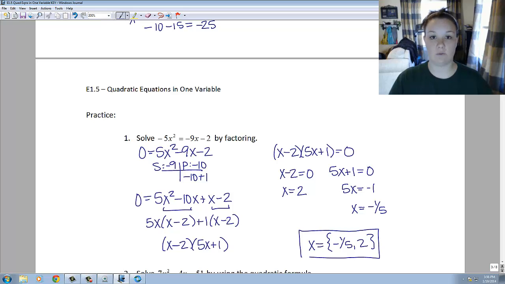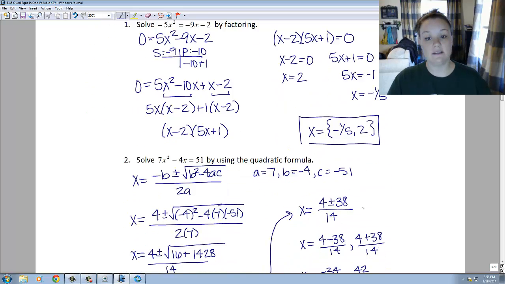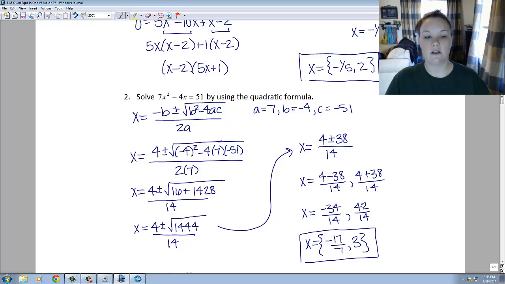On the next one, it asks us to solve by using the quadratic formula. So again, we figure out what A, B, and C are. Now notice this one was not in standard form. So we have to move that 51 to the other side, which would make it negative. So your C should be -51, not positive. Okay, we plug everything in. When we simplify underneath our square root, our 1,444 is a perfect square, which then just simplifies to 38. And then we work out both of our answers, which should leave us with -17/7 and +3.